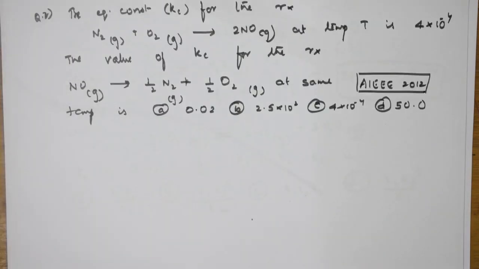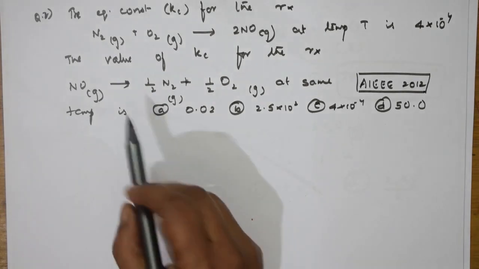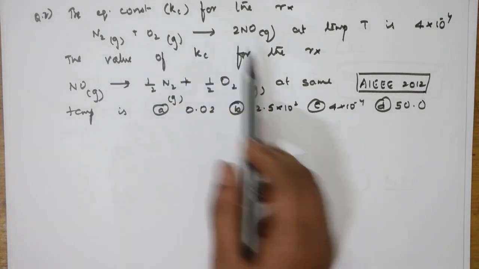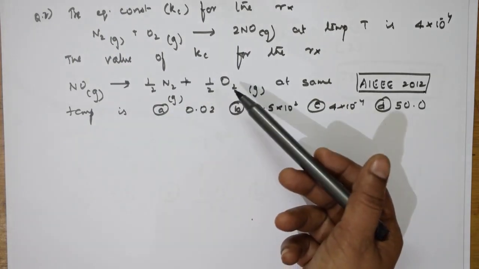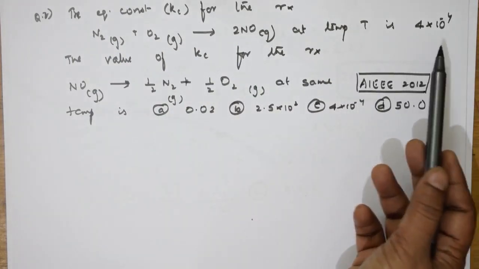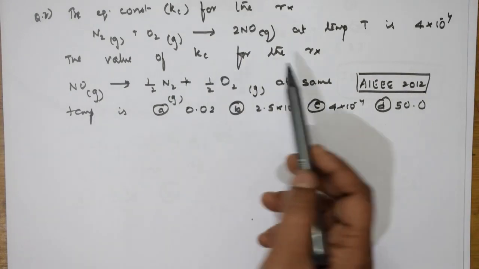Now let's come back and do the next question. So next question, what did they give me? Let us read. The equilibrium constant Kc for the reaction nitrogen plus oxygen gives 2NO. I did a similar numerical earlier also. At the temperature T is 4 into 10 to the power of minus 4. The value of Kc for the reaction.